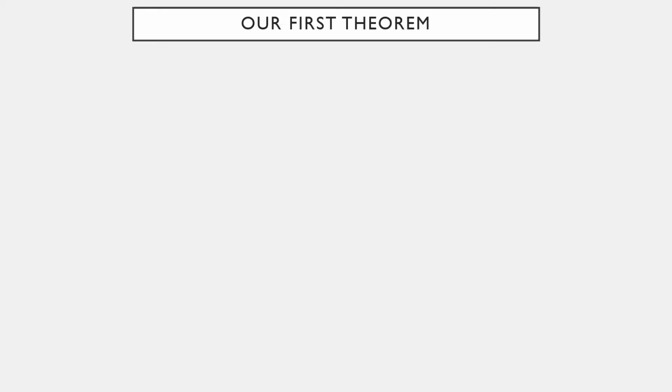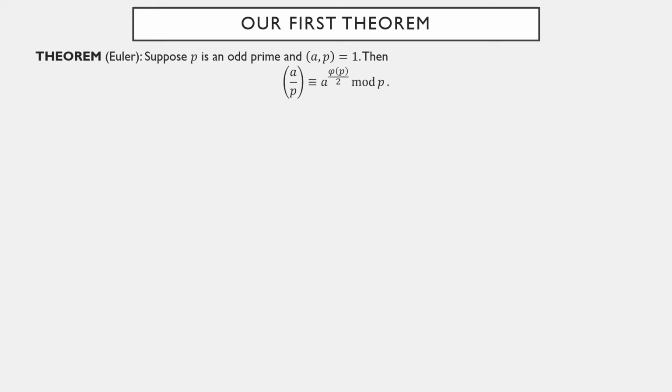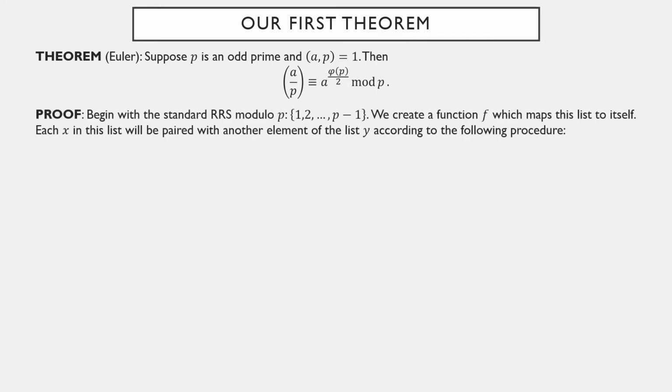So here's our first theorem in computing the value of Legendre symbols. It's due to Euler. We'll be referring to it as Euler's method to slightly distinguish it from other things we call Euler's theorem. Suppose p is an odd prime and a is relatively prime to that. Then the Legendre symbol (a over p) may be computed as a to the φ(p)/2 modulo p. To prove this, begin with the standard reduced residue system mod p, so just the list of integers from 1 to p minus 1.